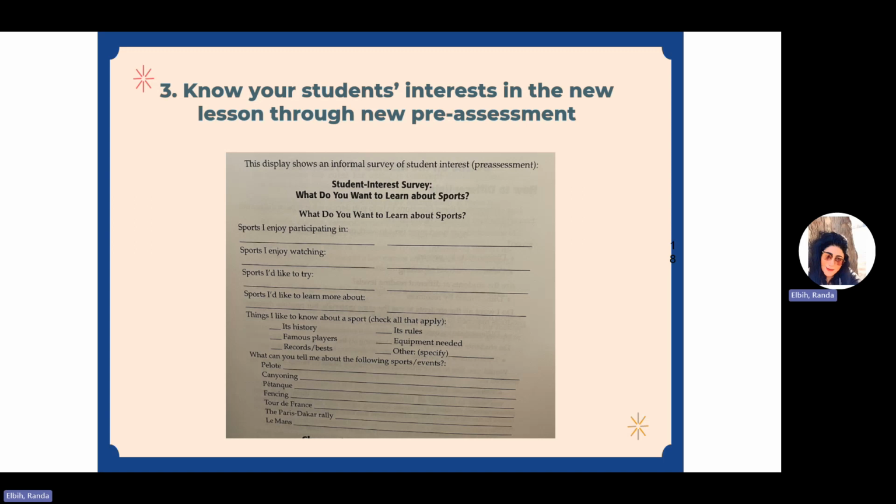what can you tell me about the following sports events? And you list the events that are part of your new lesson, but you're asking them in a way that really gauges students' interests, so that you understand what students are interested in learning about this topic. Okay, and this will help you again in the planning. Like we said, 95% of differentiated instruction is really in the planning stage.